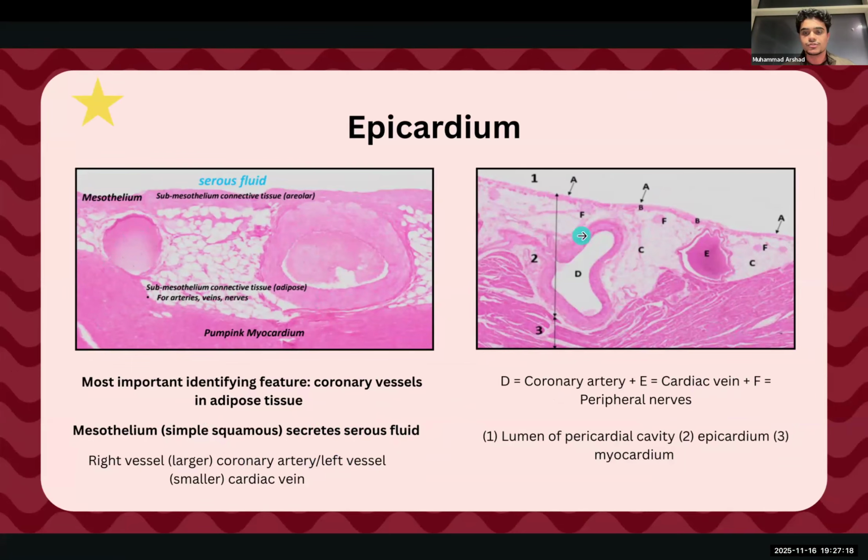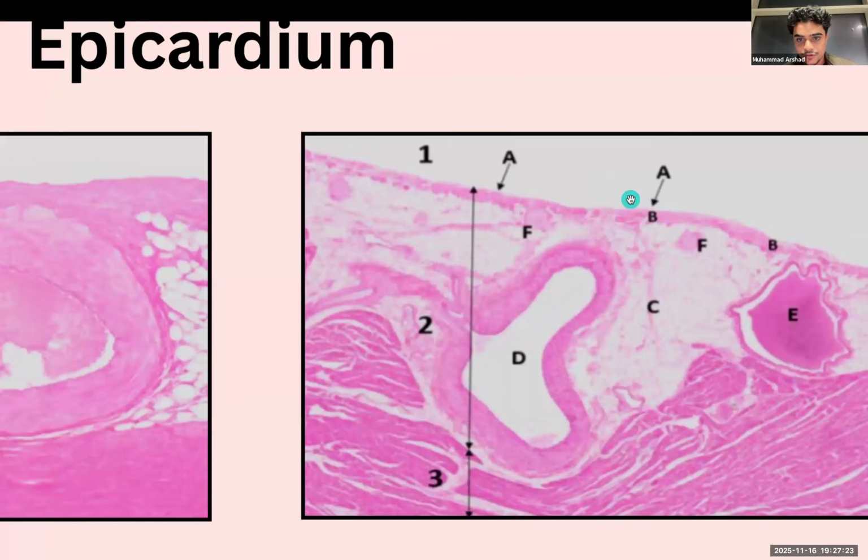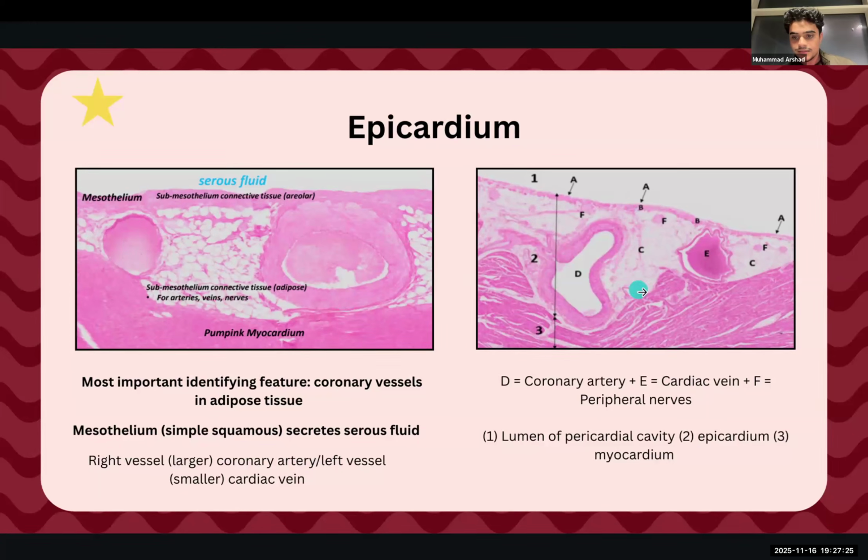And this is another histological slide of the epicardium. As you guys can probably guess, this A here is referring to the mesothelium. And then E is the cardiac vein. D is the coronary artery. Bear in mind that the coronary artery is always going to be bigger. And 1 is just the lumen of the pericardial cavity. So again, this is where the serous fluid is going to be.